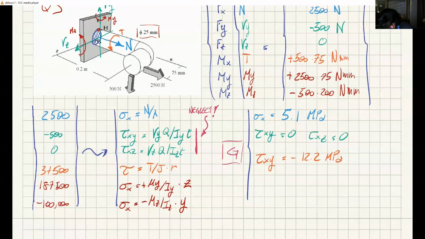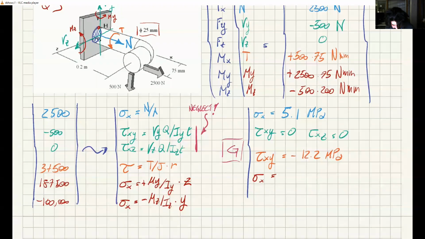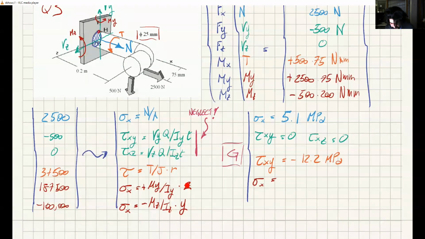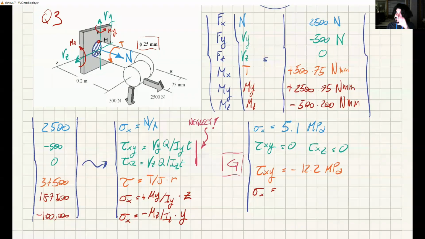Let's look at sigma X. The first sigma X from the bending moment is this number, divided by Iy, which is another number which you can find from this, times the z coordinate of G. Now the z coordinate of G is phi divided by 2. So these are all numbers, and if I do the calculation, I get 122 megapascals.